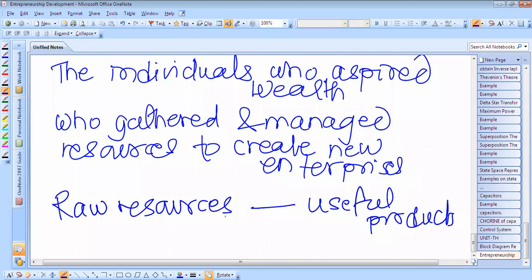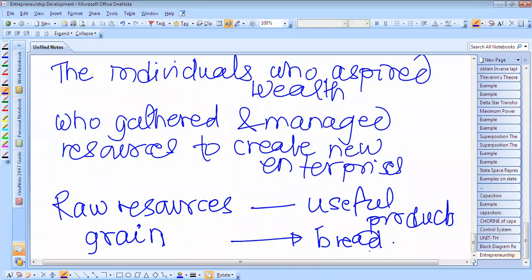So what were the raw resources? That is the grain in the field of the farm, and then the bread. The grain produced by the farmer has a very low value, but the bread produced in any bakery has a very high value. So this is the event that links the change between raw resources and useful products.